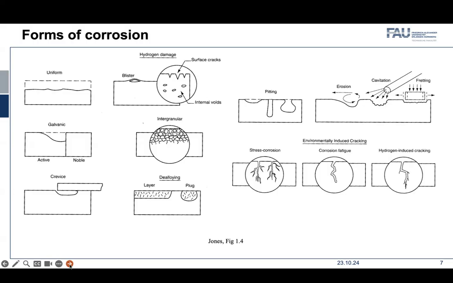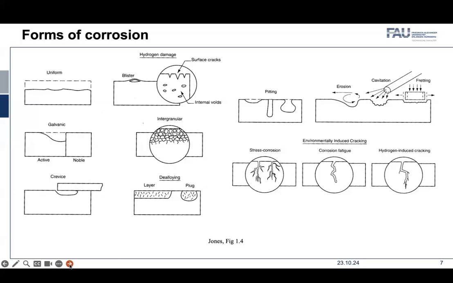And then another form of localized corrosion is when hydrogen gas, maybe resulting from hydrogen sulfide or something at higher temperature, attacks, and you can create surface cracks. How these cracks form, we will discuss in the environmentally assisted cracking part. But you can also create voids when hydrogen interacts with the material. It can really be problematic.